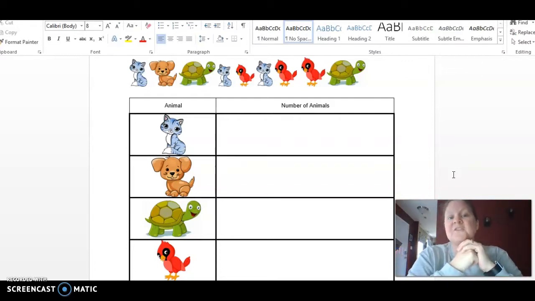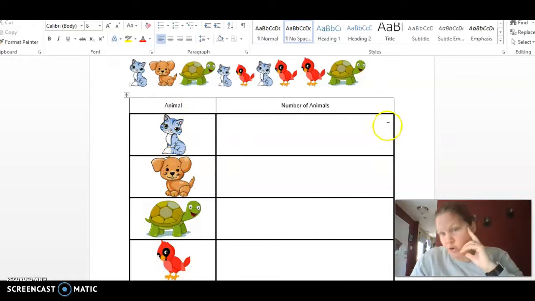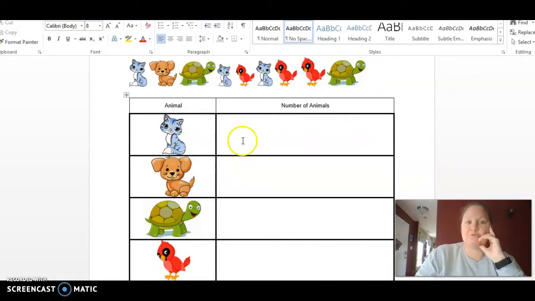If you see the very top, I've got some pets. Let's pretend these are pets that people have in their class. And so this is a column. Columns go down and rows go across. Columns down, rows across. So this column is telling us what the animal is. So we have a cat, we have a dog, we have a turtle, and we have a bird.